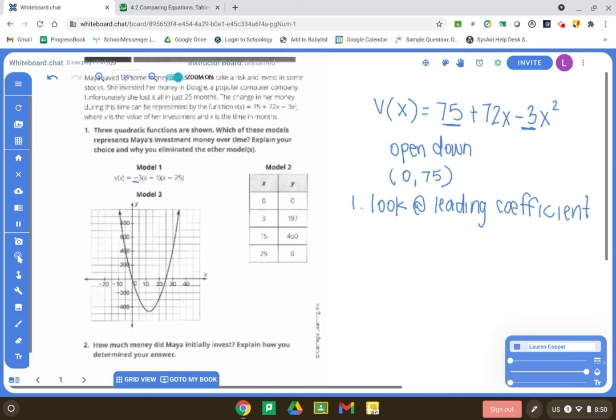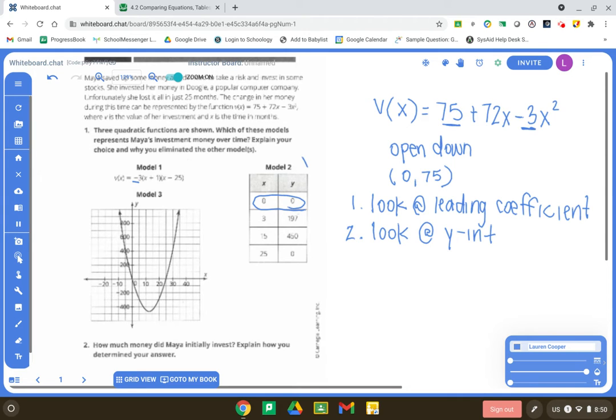So to eliminate the other two, let's look at the y-intercept. And again, you can pick out the y-intercept from general form like we have here. Okay, so the y-intercept is when the x is 0 and whatever the y is. So here, my y-intercept is 0, 0.